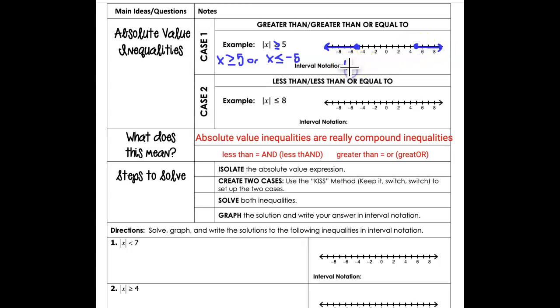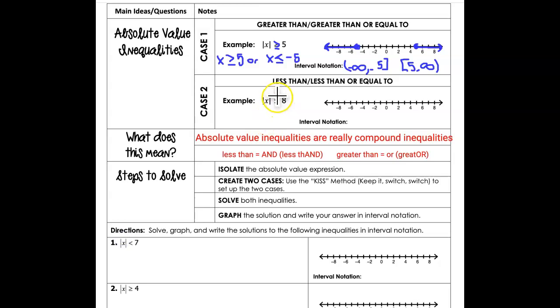Interval notation, it's from negative infinity to negative 5. Bracket because it's included, or we start again at positive 5, we go to positive infinity. So any number basically other than what's not shaded in is a solution to this inequality.